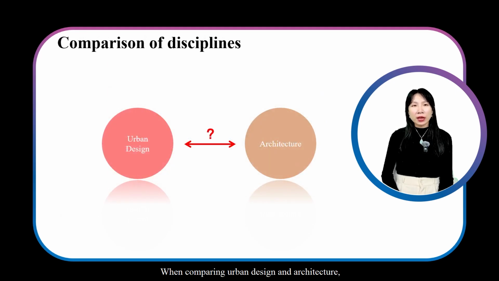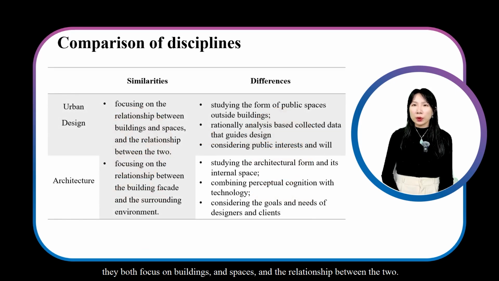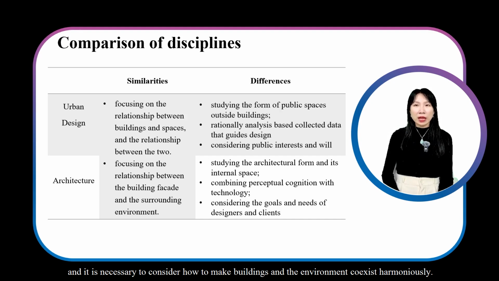When comparing urban design and architecture, they both focus on buildings and spaces and the relationship between the two. This means that they are both committed to the understanding and shaping of the interaction and impact between buildings and their environment. Moreover, they both focus on the relationship between the building facade and the surrounding environment. This emphasizes that buildings are not just independent structures, but are closely connected to the surrounding environment. And it is necessary to consider how to make buildings and the environment coexist harmoniously.